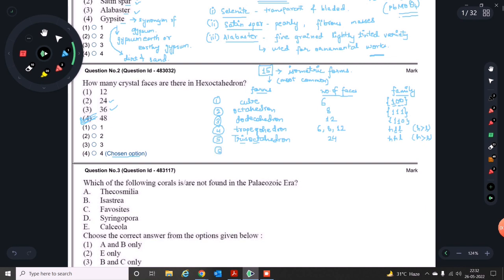Then the last of the most common forms is hex octahedron, that is the general form. The question was based on this only. Hex octahedron has 48 faces, and since it is the general form, it will be HKL. So any kind of intercept you can have. So this is it about this question.